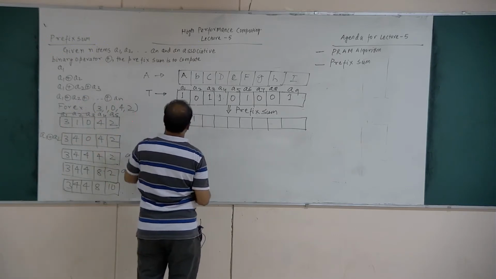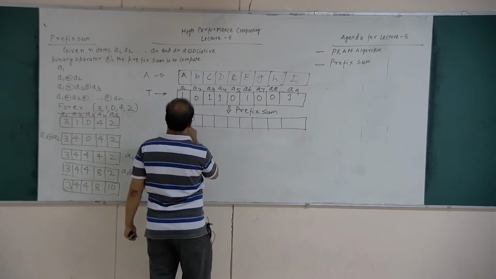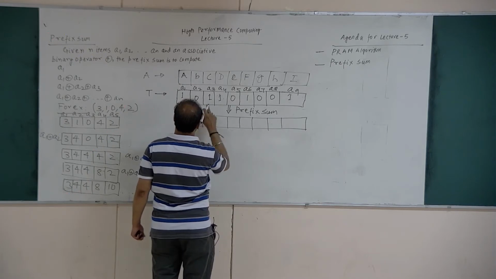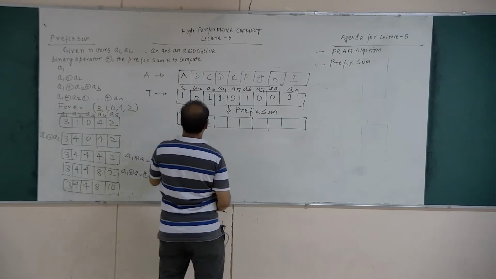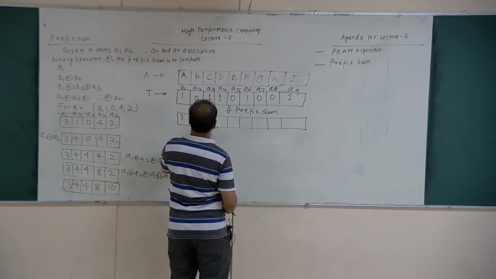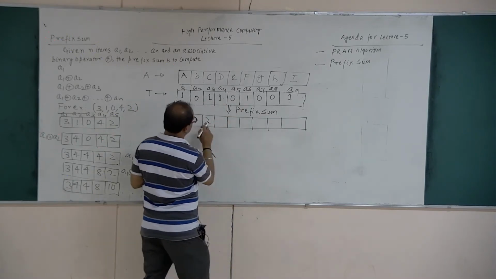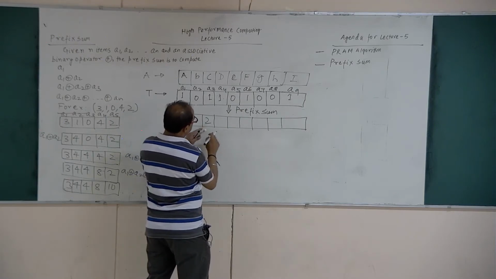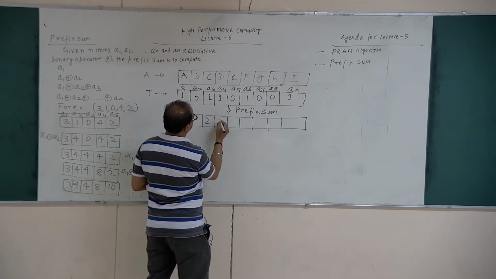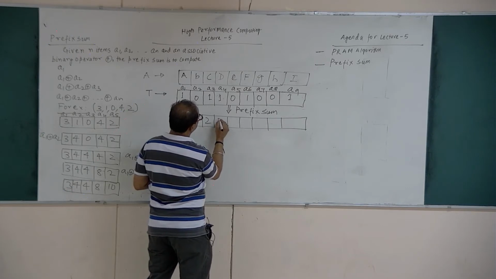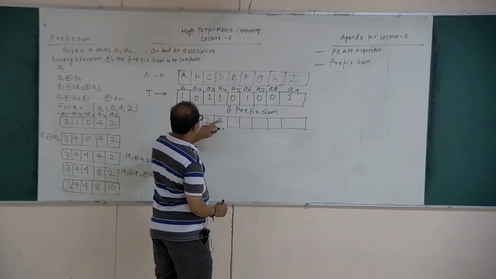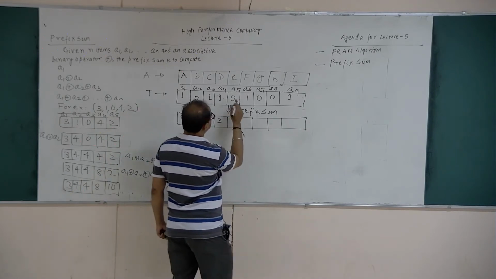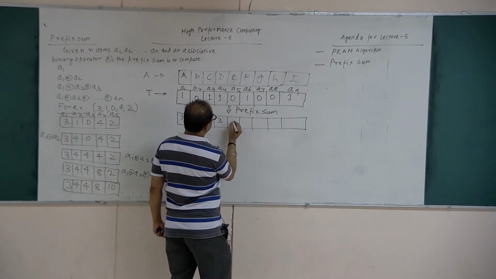Then in the next step A1 plus A2 is added to A3, so it will be 2, and A1, A2, A3 is added with A4. So the sum is at this location now, and now we add 2 with 1. So at A4 you will get 3, and now the sum is at A4 location. So now 3 will be added with A5. So you will get 3.